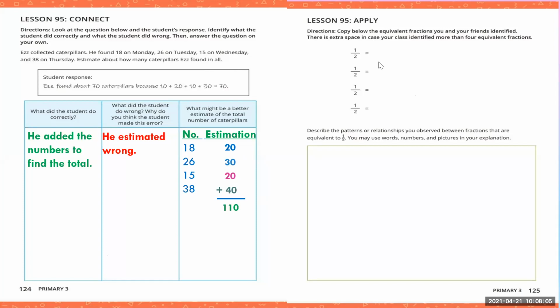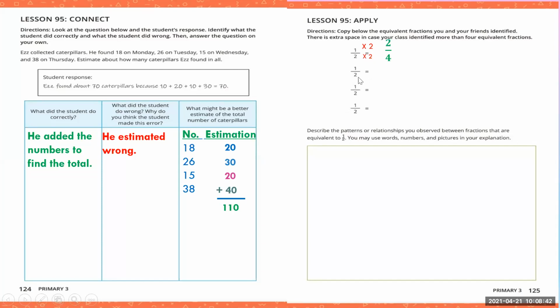Let's go back to our equivalent fractions. Here I have half. I wanted to find the equivalent fractions for these halves. The first half I will multiply by 2 up and down. 1 times 2 equals 2, 2 times 2 equals 4. So it's 2 over 4.